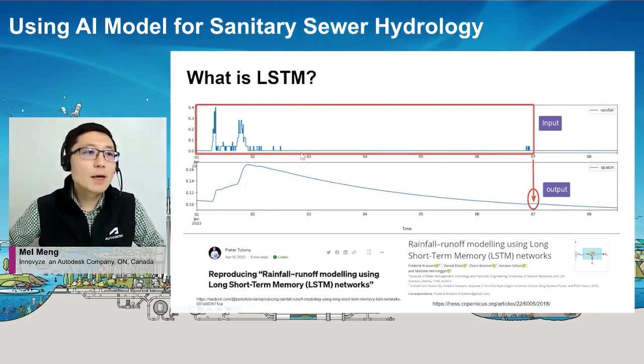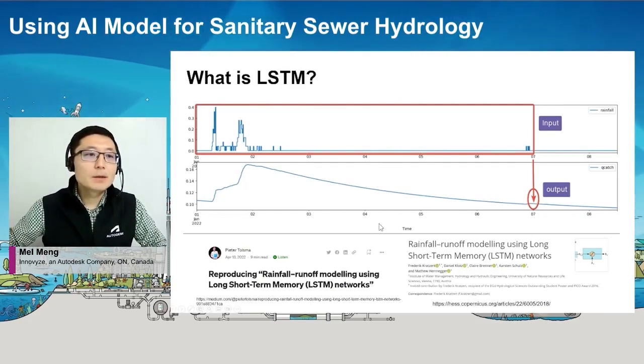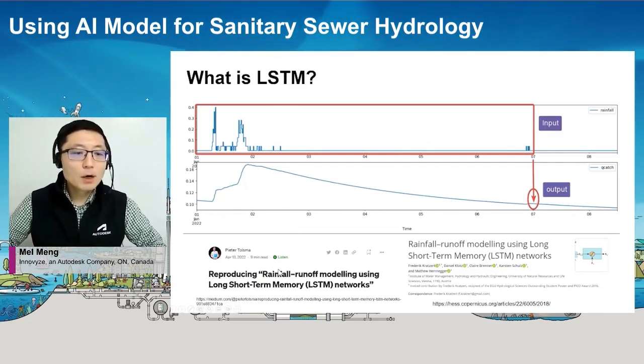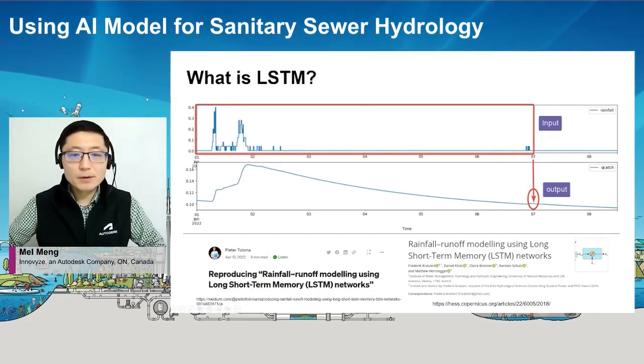I do want to point out, LSTM model is fairly flexible. You can do many different things. I just happen to choose this particular architecture to solve this problem. And the model I use is based on this blog post, Reproducing Rainfall Runoff Modeling Using Long Short-Term Memory Networks. I use the code referenced in this blog post, and that blog post is based on this research paper. And most of the introduction material I listed here is from this paper.